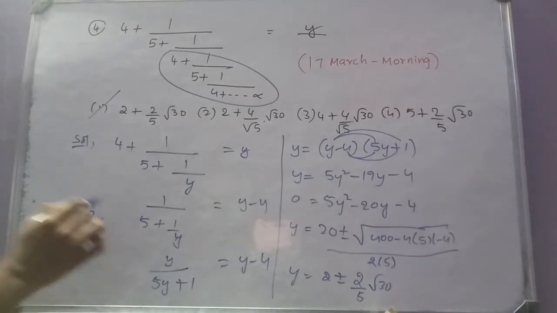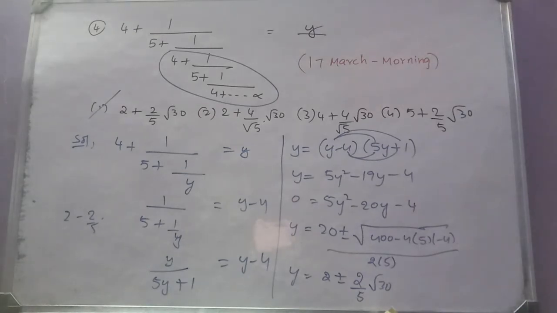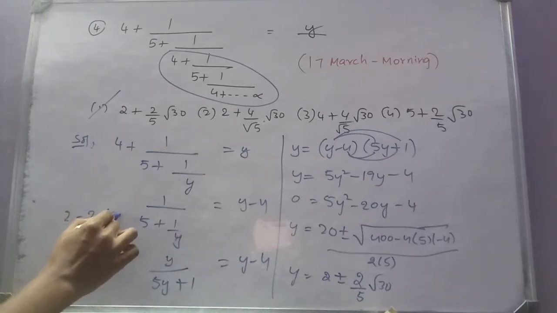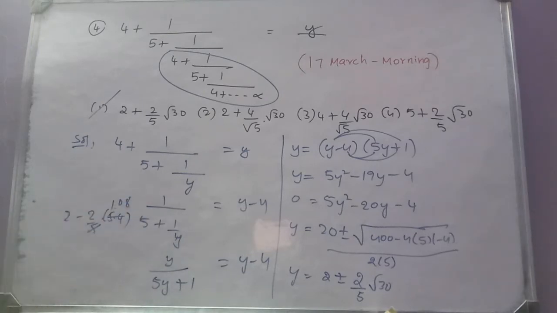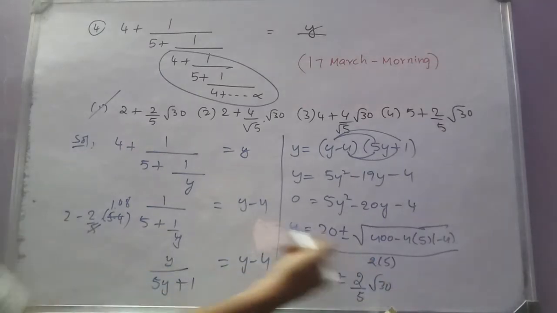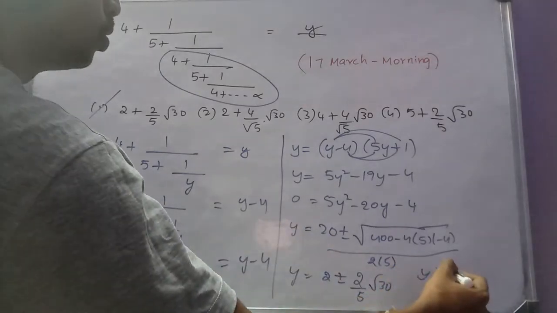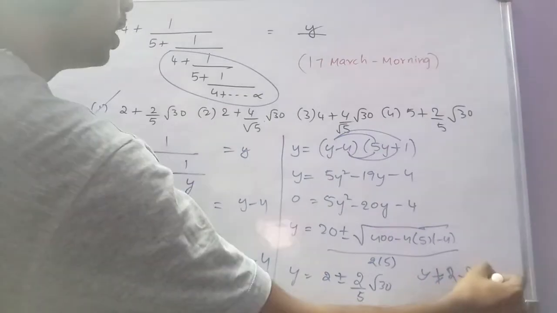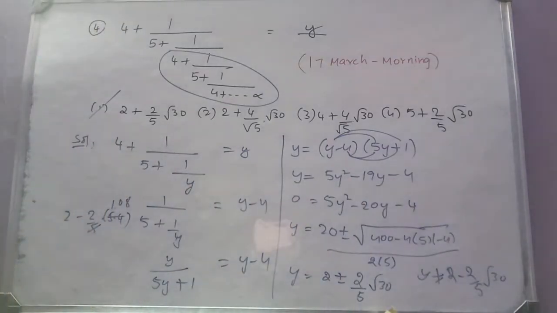2 minus 2 by 5 into root 30 is approximately how much? Root 30 is between 5 and 6, 25 and 36. It is near to 25, so approximately 5.4. Then 2 by 5 times 5.4 is about 2.16, 1.08 times 2. Clearly it is a negative value itself. So it cannot be 2 minus 2 by 5 into root 30. So y cannot be equal to 2 minus 2 by 5 into root 30. The only possible positive answer is 2 plus 2 by 5 into root 30.